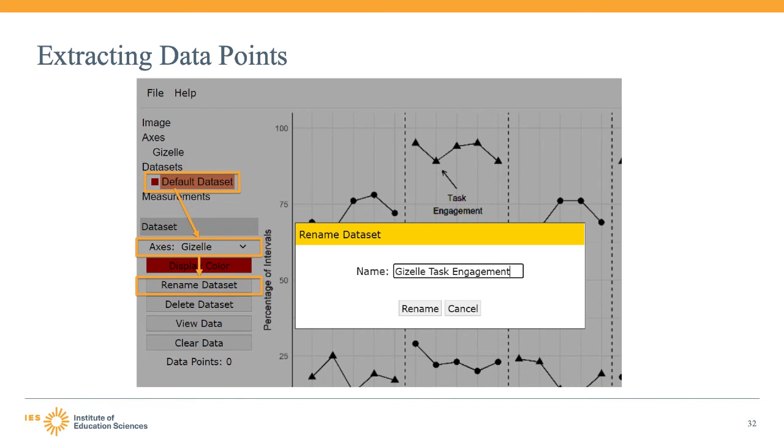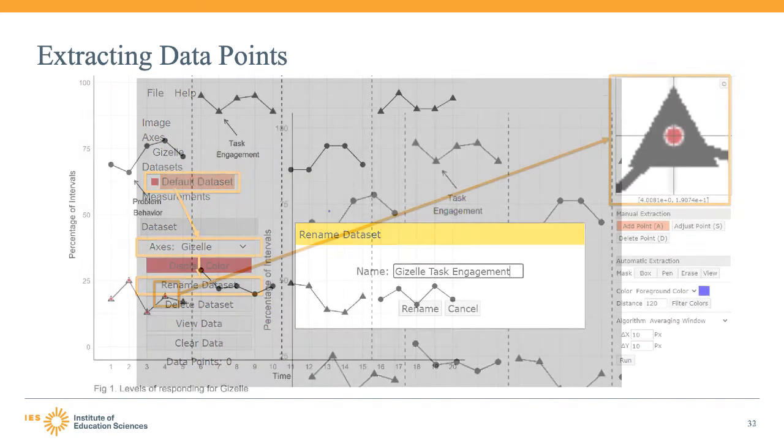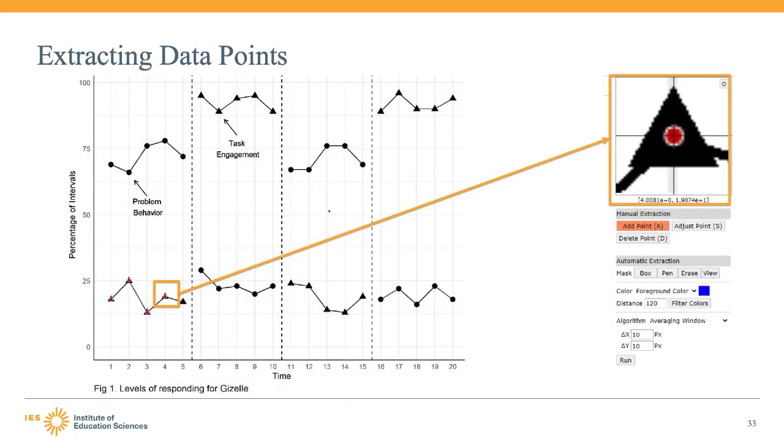Each outcome from each participant will need to be a separate data set in the software. Prior to adding any additional data sets, there will be one default data set in the list. Ensure that the dataset has the axis calibration that corresponds to the participant you want to extract data from, and then select Rename Dataset to provide the dataset with a descriptive name, ideally one that corresponds to both the participant and their outcomes. Once the dataset name is selected, you can begin collecting data points from the plot by selecting the points on the plot with your mouse.